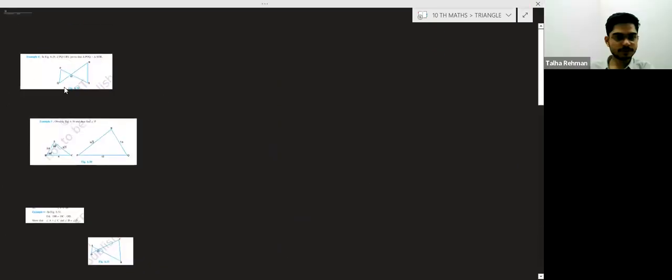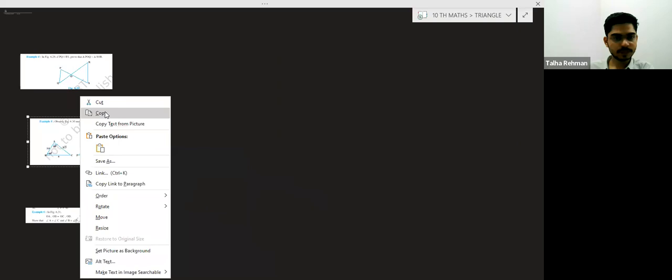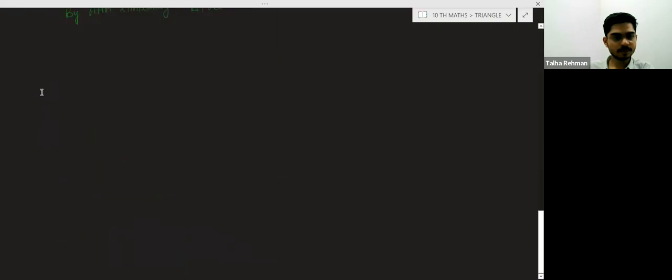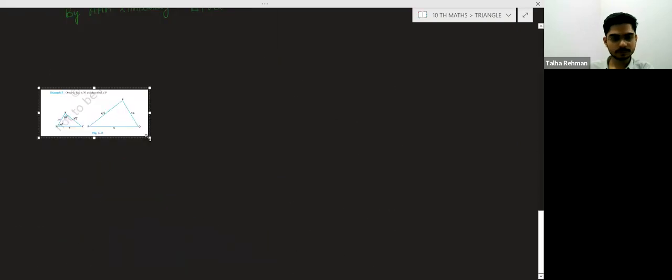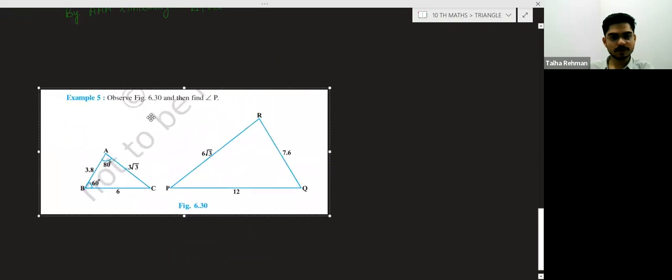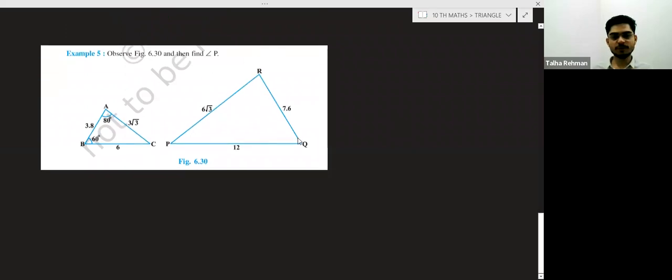Done, sir. Done. Okay, so next question we will solve. Example number 5. See, this is given. So basically, we have to find the angle P. Suppose this angle is theta and this theta we want to find. First see both the triangles.